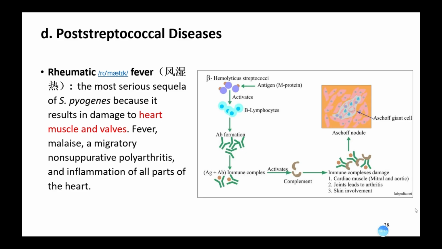The second type is rheumatic fever. So that's the most serious problem after infection because it results in damage to the heart muscle and valves. In a similar way, the antibody can bind to the antigen, activate the complement, and cause damage in the heart muscle and the valve.